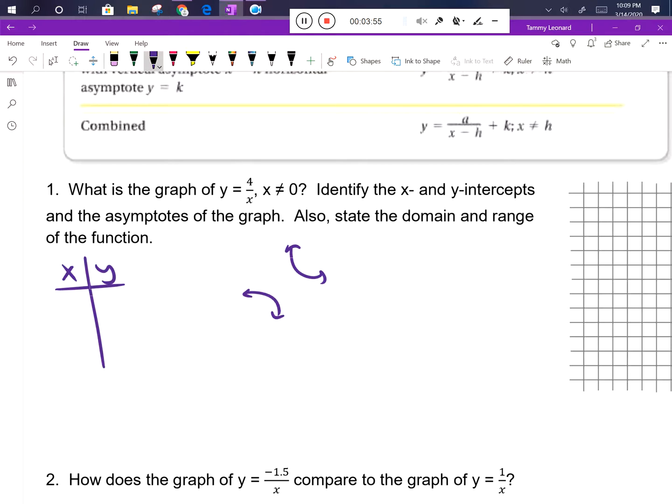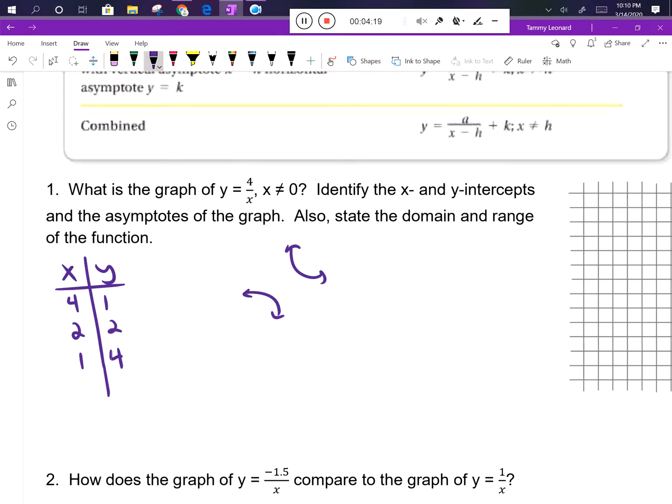So when I choose my x's, I can see that they're going to have to divide into 4. So I want to pick numbers that sort of play nice with 4. If I divide 4 by 4, I get 1. And if I divided 4 by 2, I would get 2. And if I divided 4 by 1, I would get 4. I do also maybe want to look at a fraction or two.